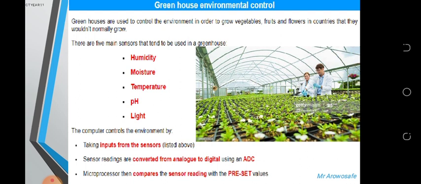Now, microprocessor then compares the sensor reading with the preset value. You can see the diagram of a greenhouse. You can see plants there, and the arrangement of the plants. In this diagram, all that I have explained here is applicable. Don't forget that greenhouses are used to control the environment in order to grow vegetables, fruit, and flowers. Now let's continue to the next slide.